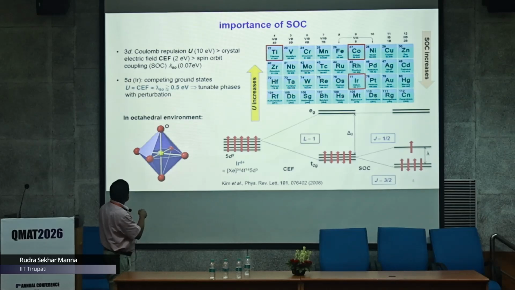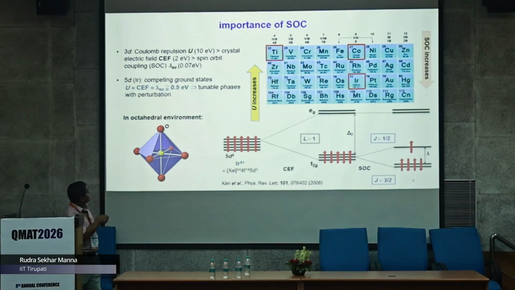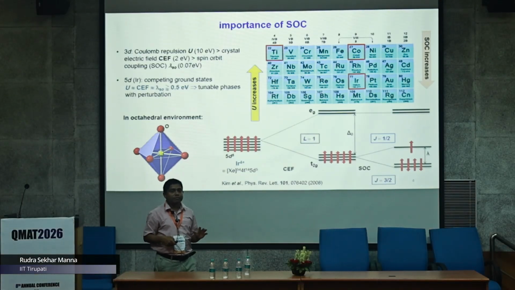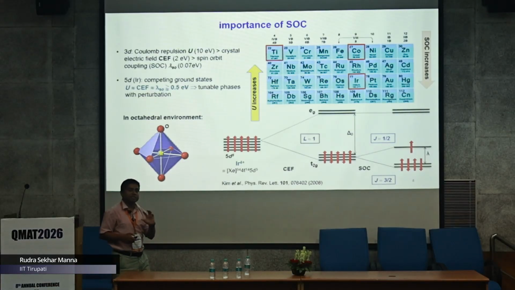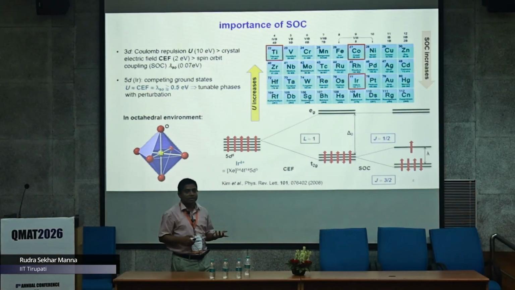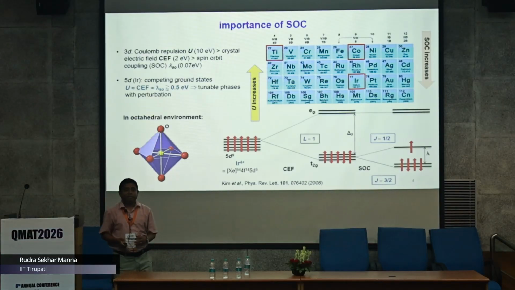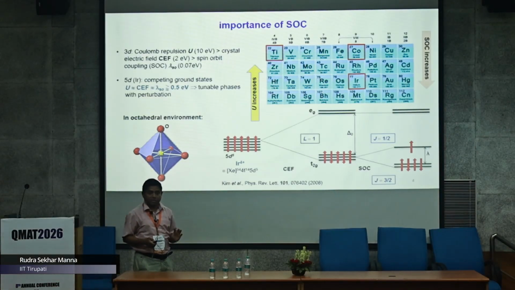But if you take the 5D elements, it is a bit interesting. If you see all the energy scales, they are of the order of 0.5 electron volt, or maybe comparable energy scales. That means they are competing with each other. So if you can tune with some external parameters, either by chemical pressure or doping, or sometimes, as the previous speaker mentioned, the strain, you can also tune the ground state of the material.